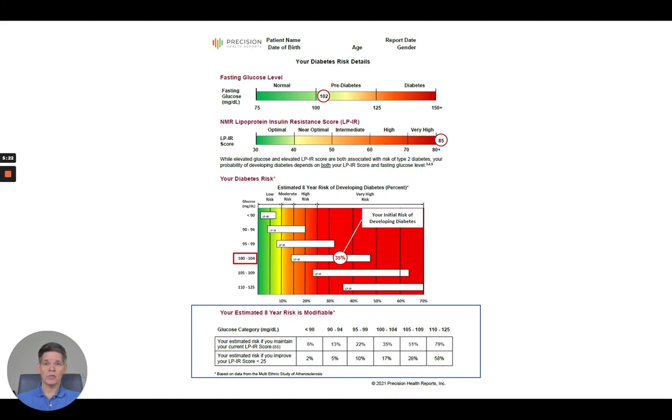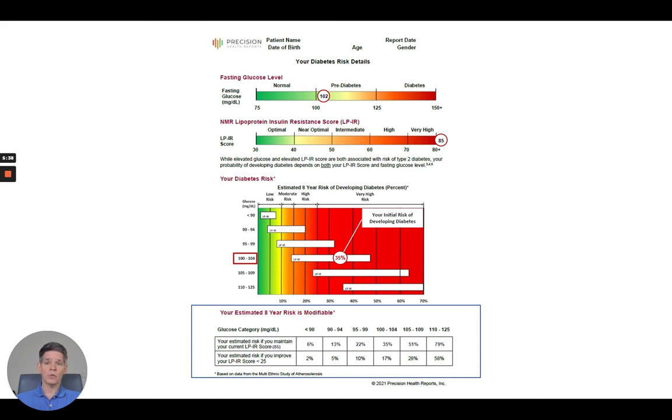So now look in the boxes below. What you see is that at your 85 insulin resistance score, if you were to simply change your glucose numbers, you can see what your 8-year diabetic risk would do. The higher the glucose number, the higher the 8-year risk. The lower the glucose number, the lower the risk.